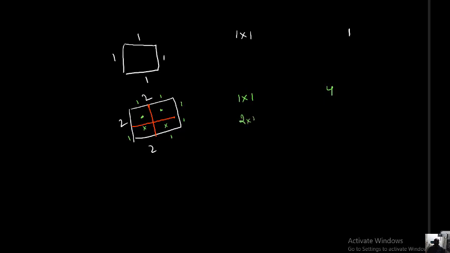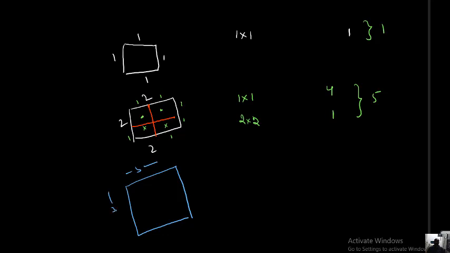So 2 by 2 area, the number is 1. Totally, 5 squares are involved. I will write here: 5 squares, and here 1 square. Okay, now do one thing, students. Take another square of side 3 units. Now divide that square into smaller squares of 1 unit length. So 1, 2, 3, 4. This is 1 unit, 1 unit, 1 unit, so we got all smaller squares of side 1 unit.